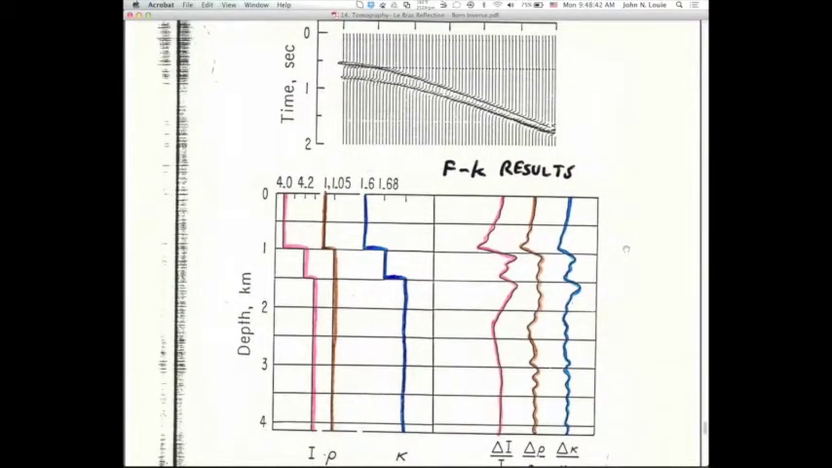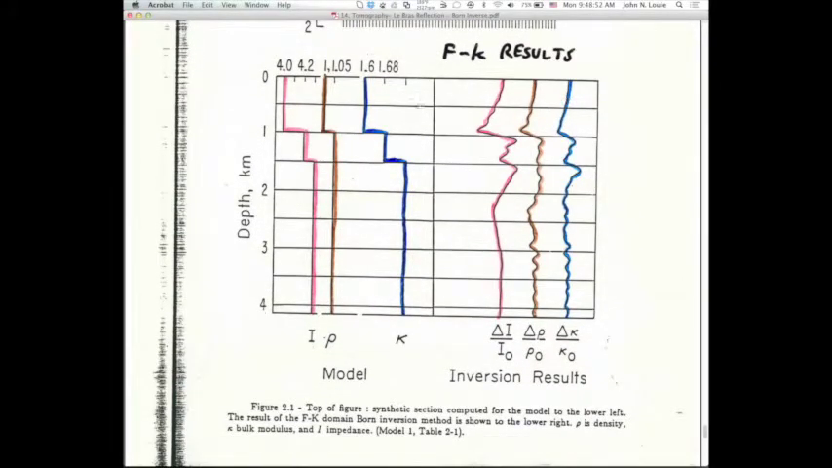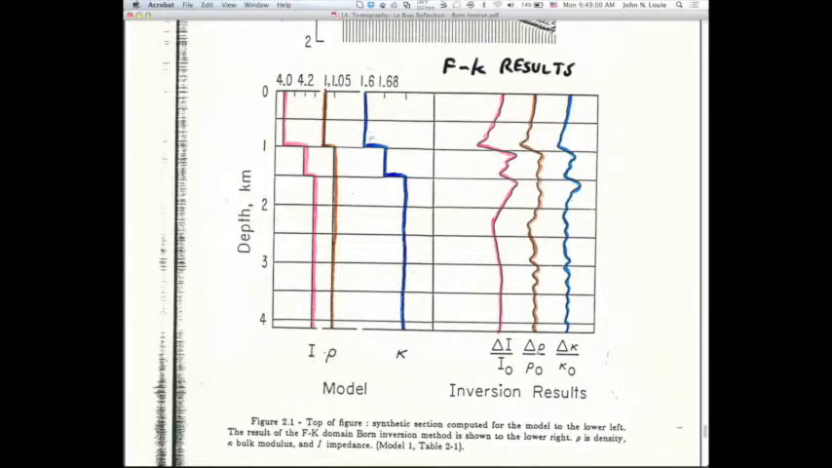Okay, remember the FK migration that can separate rho and K, which you could do in constant velocity. So here are some reflections, and they come from two different reflectors in constant velocity. These are flat reflectors, okay? So the impedance, they're both impedance steps. Only one of them is a density step, and they're both K steps, okay?